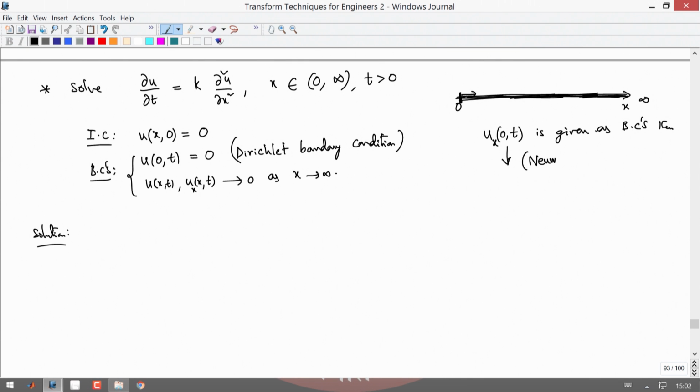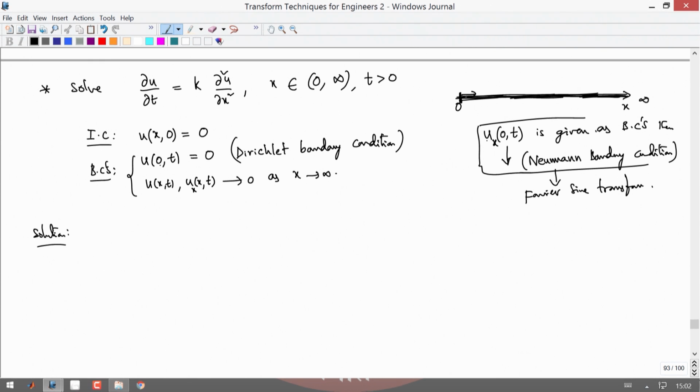This is the Neumann boundary condition. In this case we can use the Fourier cosine transform. You will understand why this is so. Naturally, you are going to use this boundary condition in the process. In the Dirichlet case we use the Fourier sine transform. So if you are given a Neumann boundary condition, you use the Fourier cosine transform. If you have a Dirichlet condition, we use the Fourier sine transform. So let us solve this by Fourier sine transform.